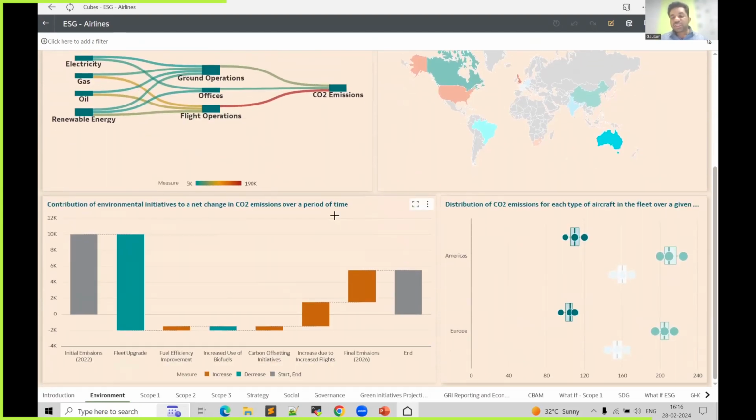And then, since this is a consolidated dashboard, it will also help you report on the overall sustainable initiatives. If I take the example of the airline industry, we might be investing in sustainable initiatives such as using the latest aircraft.